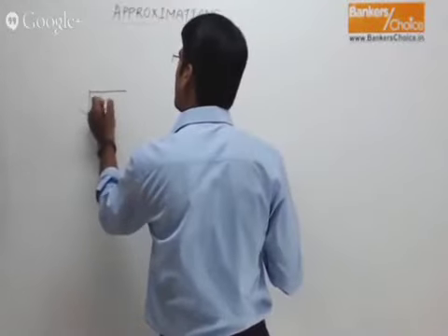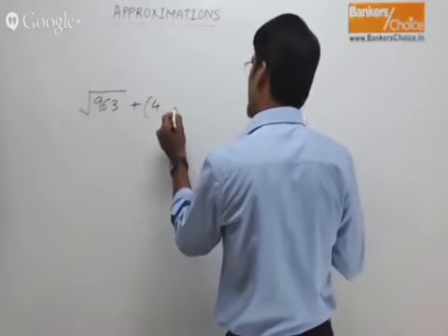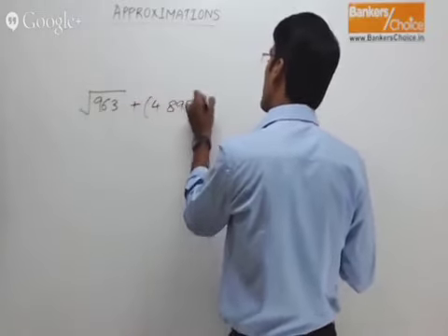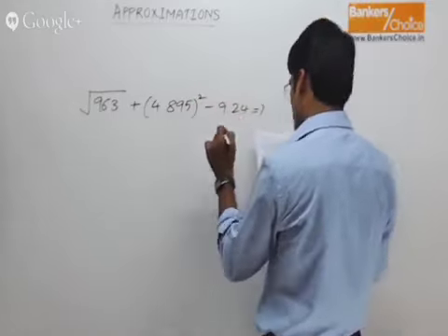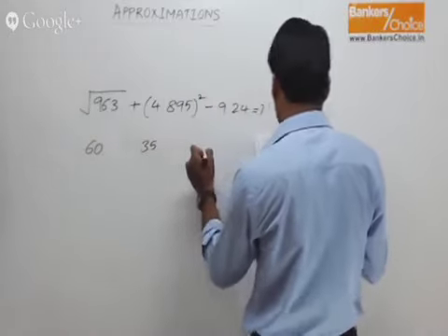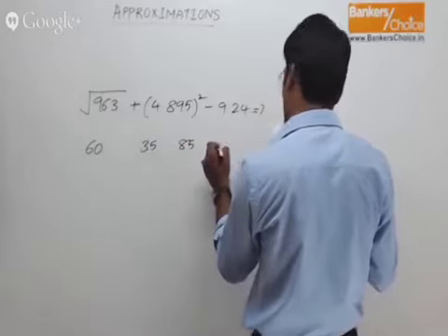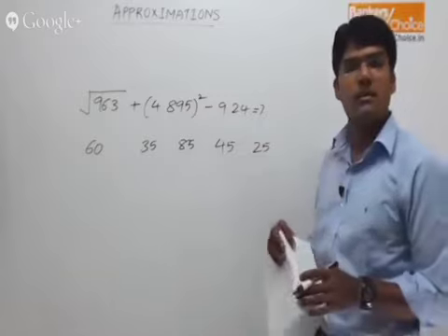Square root of 963 plus 4.895 whole squared minus 9.24 equals to what? The options are 60, 35, 85, 45 and 25. What will be the answer?